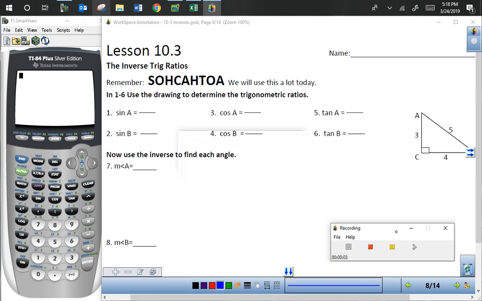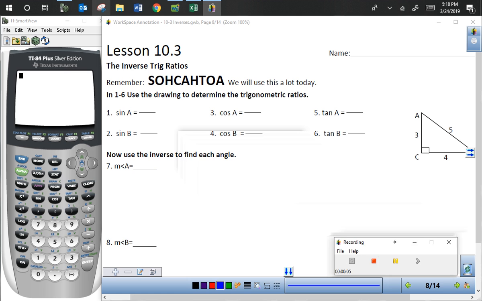All right, folks, last time we used SOHCAHTOA to solve for a missing side of a right triangle when we were only given one side and an acute angle. Today we're going to be using SOHCAHTOA again, but this time we're going to focus on solving for an angle when the only thing we know is that it is a right triangle.